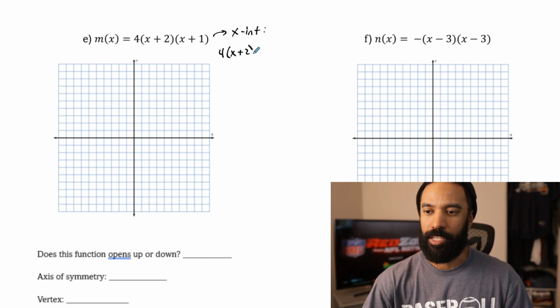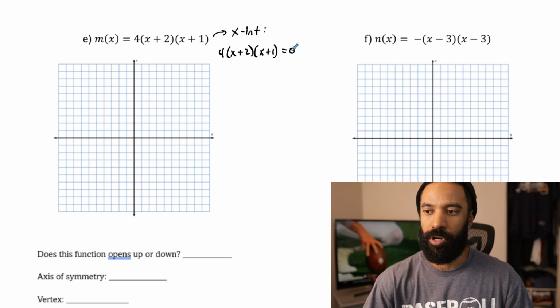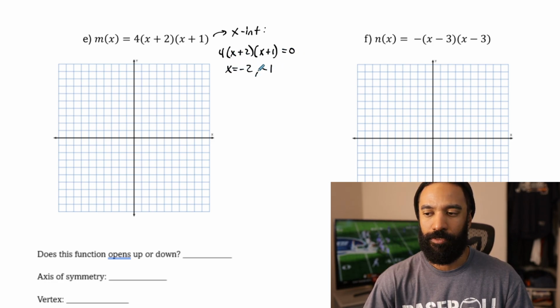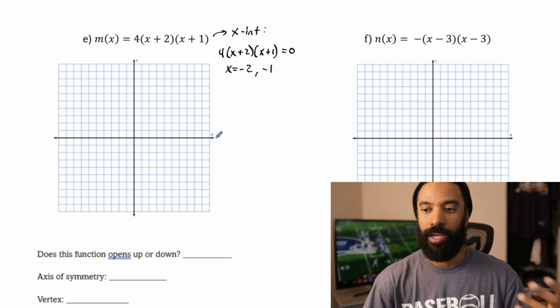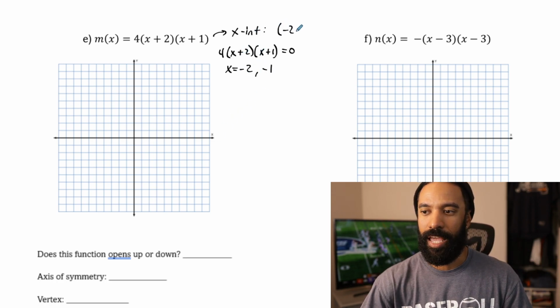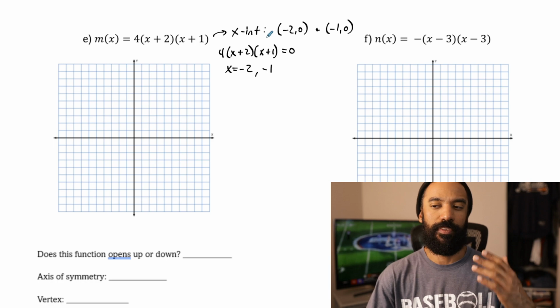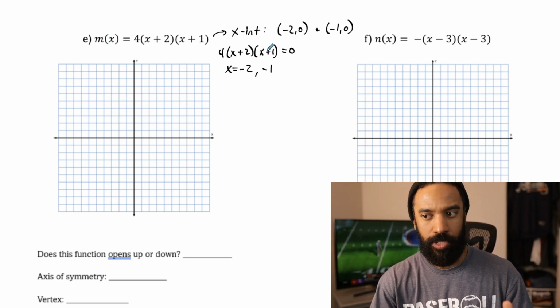If 4 times x plus 2 times x plus 1 equals 0, we want to find the values of x, negative 2 and negative 1, that would get us 0 for y. We have x-intercepts of negative 2, 0, and negative 1, 0. Just like y-intercepts are values of y when x equals 0, x-intercepts are values of x when y equals 0. Set y equal to 0, solve for x.